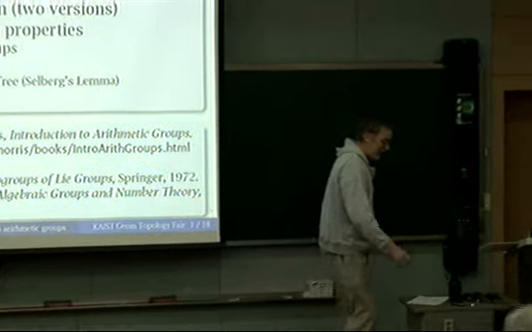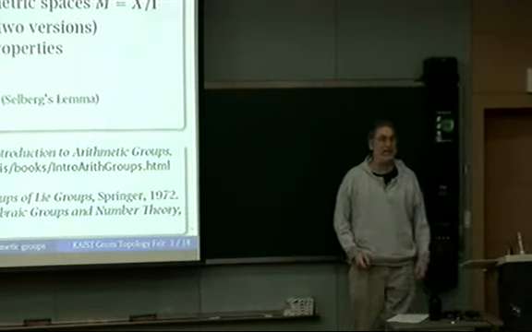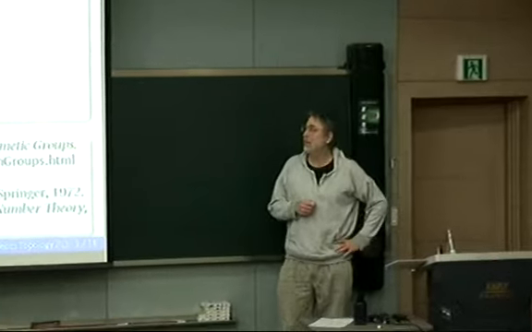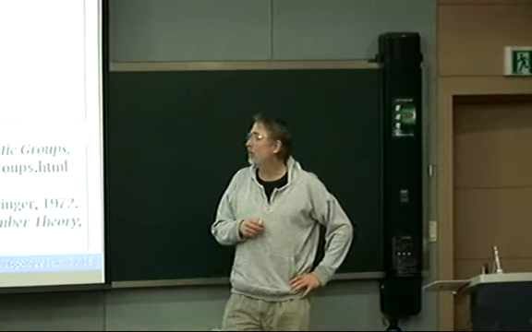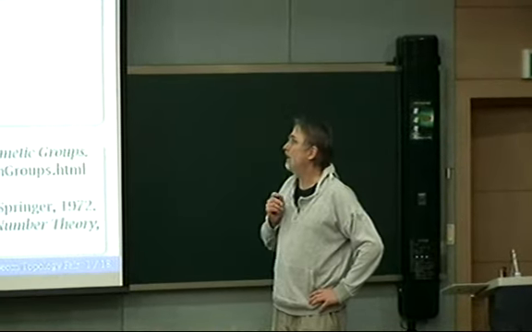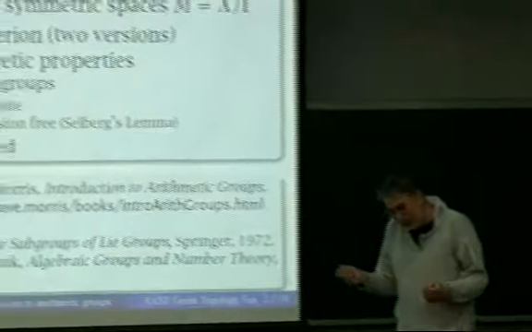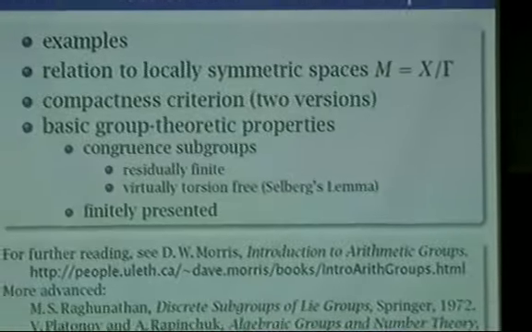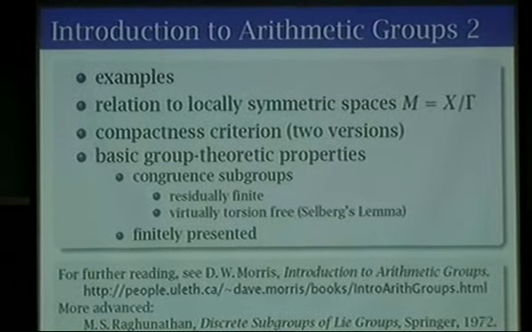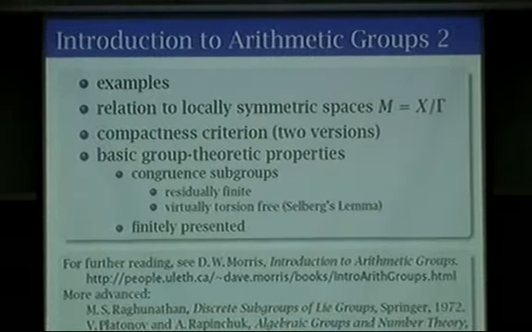I want to start by giving some examples. I'm not going to give the actual definition of an arithmetic group until tomorrow, but we'll get the idea of what it means just by looking at a few simple cases. After that, I'm going to explain just briefly why it is that geometers would be interested in arithmetic groups. And then after that, I'll start talking actually about arithmetic groups.